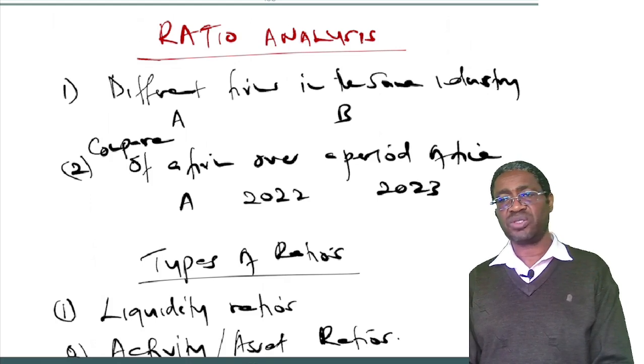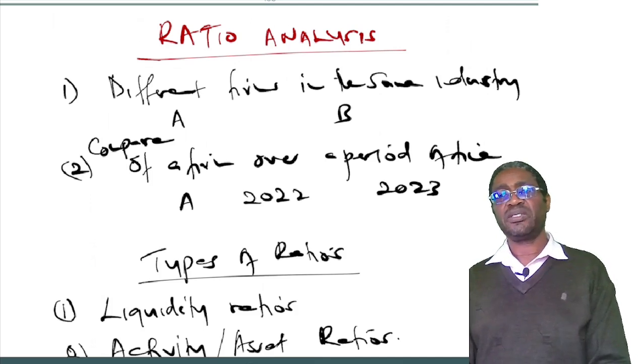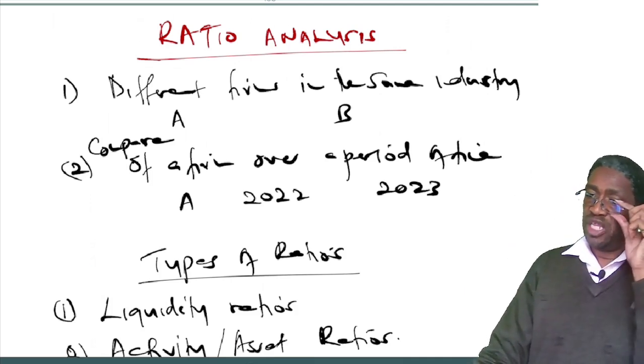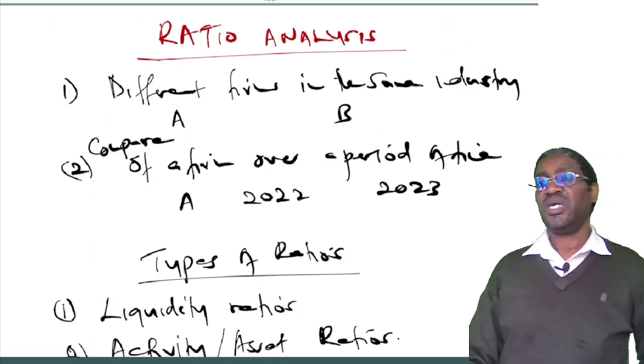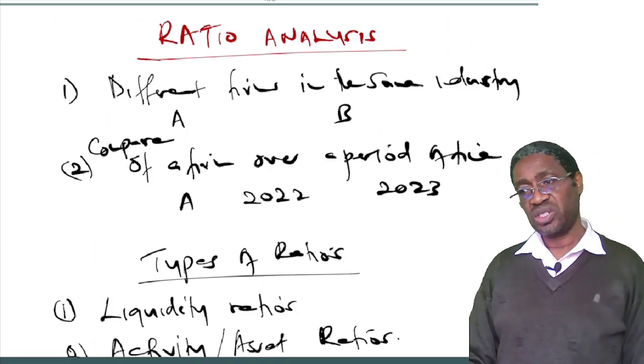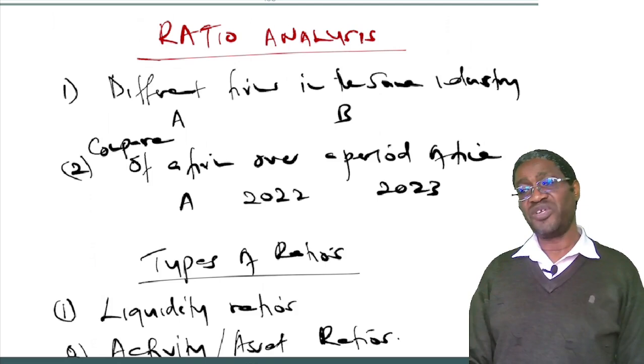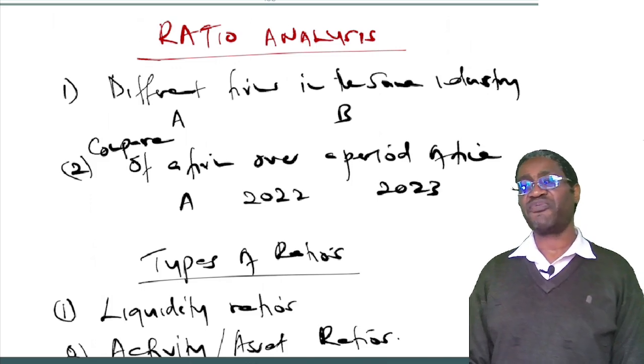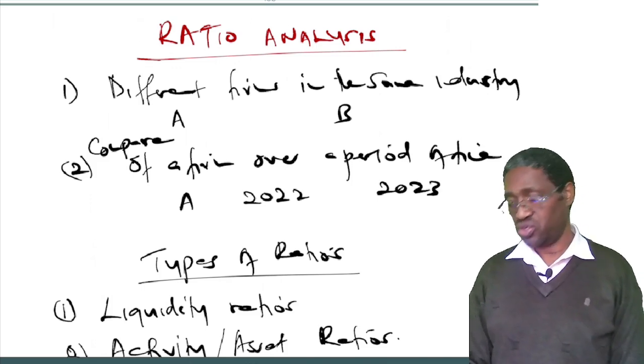Uses of ratios. Number 1, to compare the performance of different firms in the same industry.